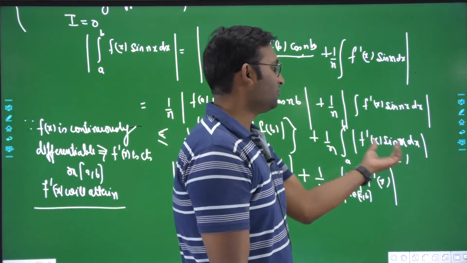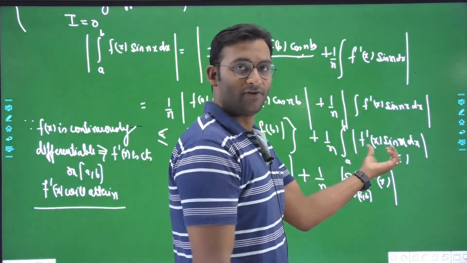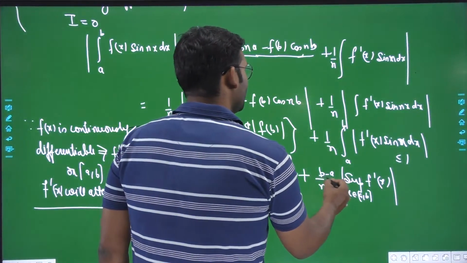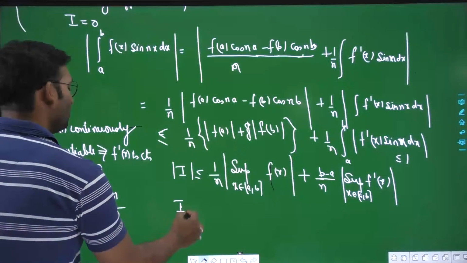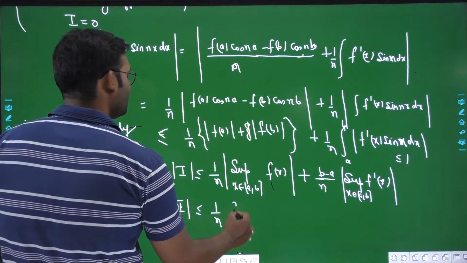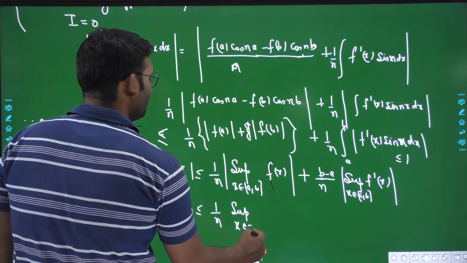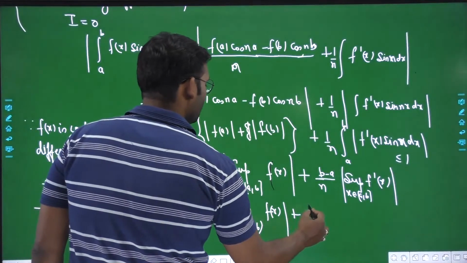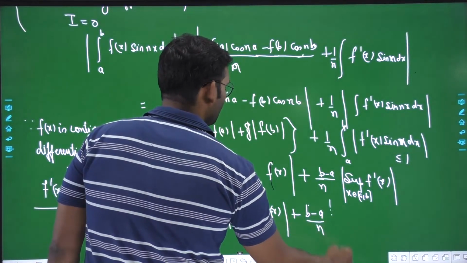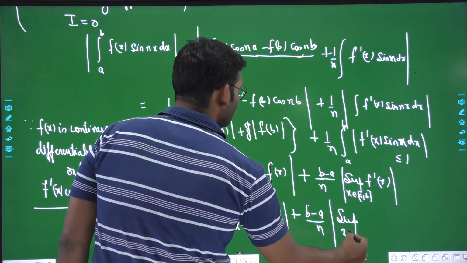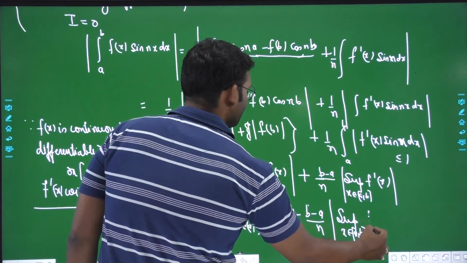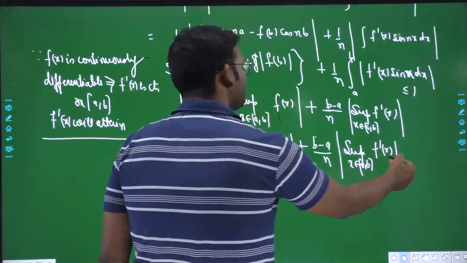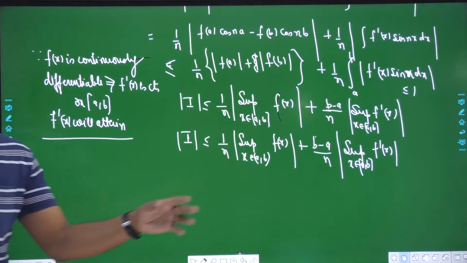So sin x is less than or equal to 1, f dash x modulus will be less than or equal to supremum of f dash x for all x belongs to a comma b, and this integral will be b minus a. So effectively I can write your integral modulus is less than or equal to 1 upon n supremum x belongs to a comma b modulus of fx, plus b minus a upon n supremum of modulus f dash x, x belongs to a comma b. Now why I am writing this particular thing: f dash x is continuous, so it will attain its bounds, therefore it will attain maxima as well as minimum.